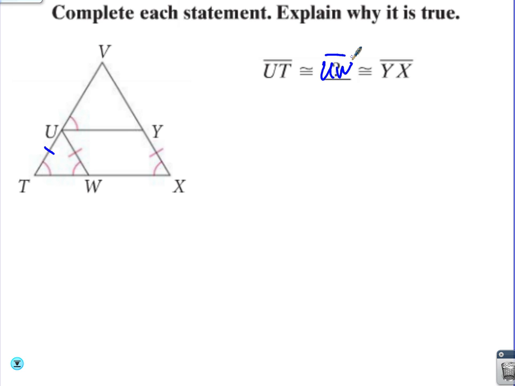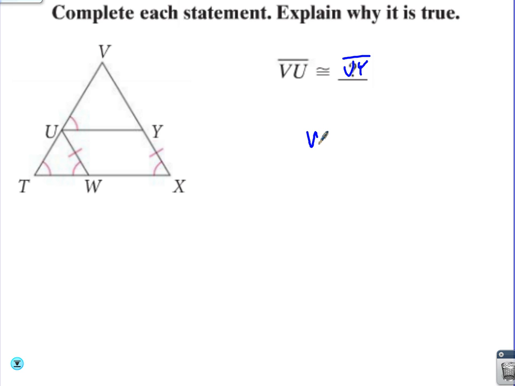And there you kind of see a picture of the transitive property. You see that? UT is equal to UW. UW is equal to YX. That means that UT is also equal to YX. Transitive property right there. What about VU? And then we'll move on. You would think VY, right?